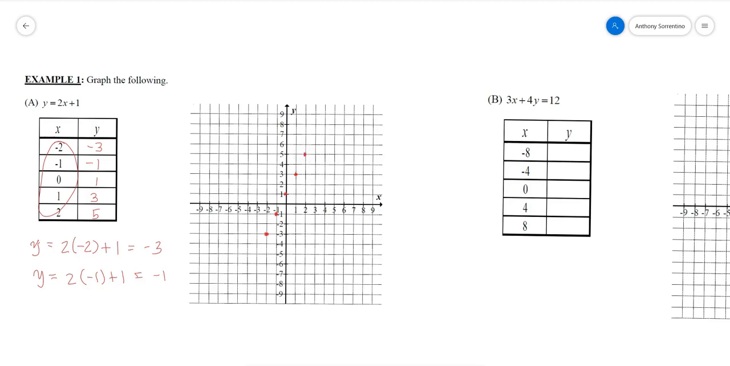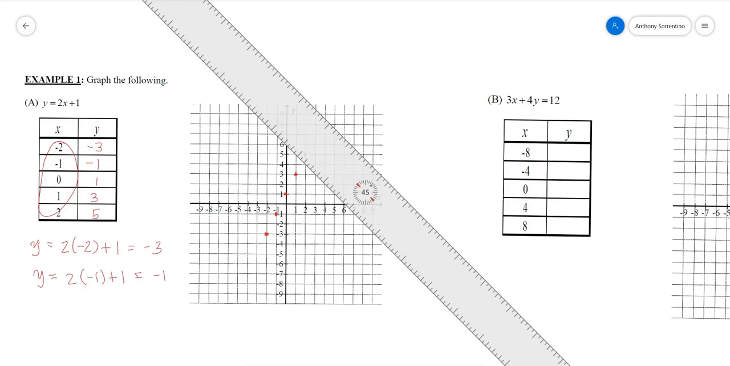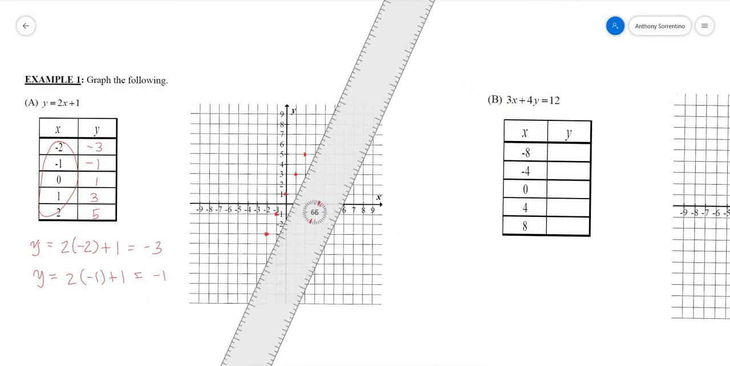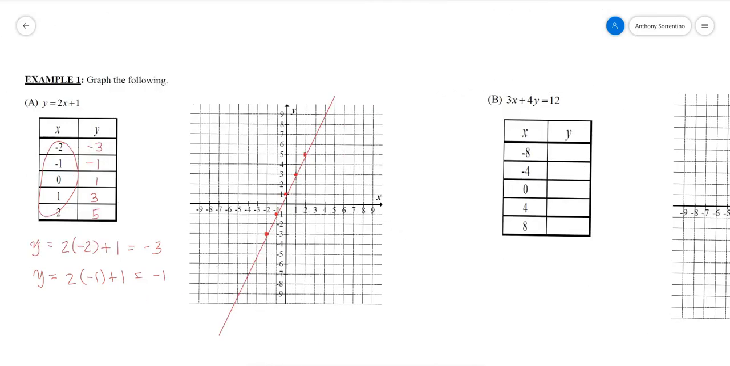And I can see the pattern develop there, and I'm just going to make that pattern a straight line. Now we have other ways of graphing lines, and we're going to go through those in this particular lesson, or later as we walk through this unit.